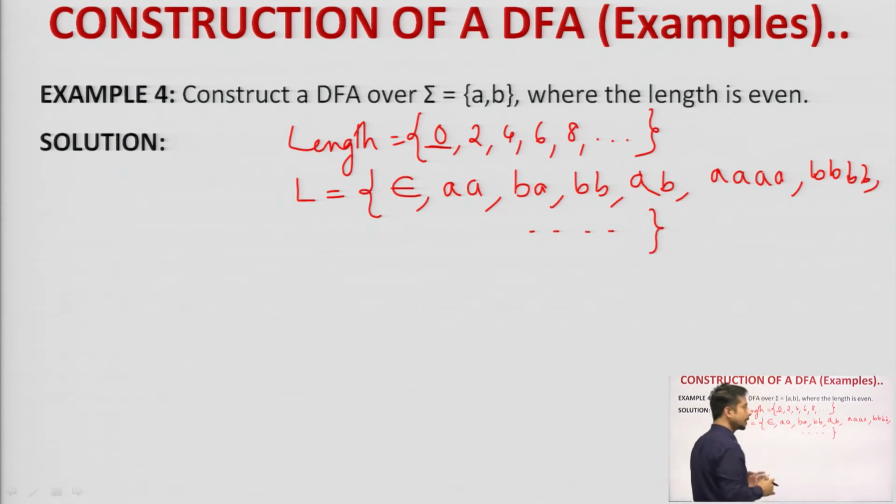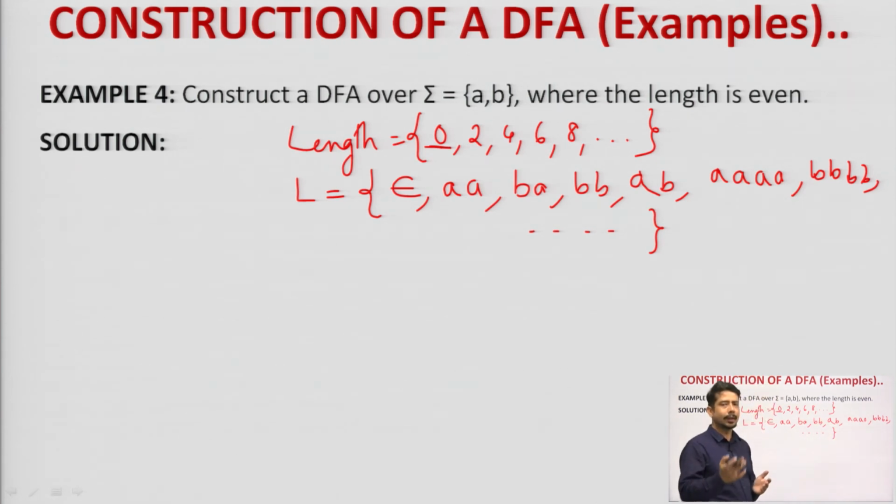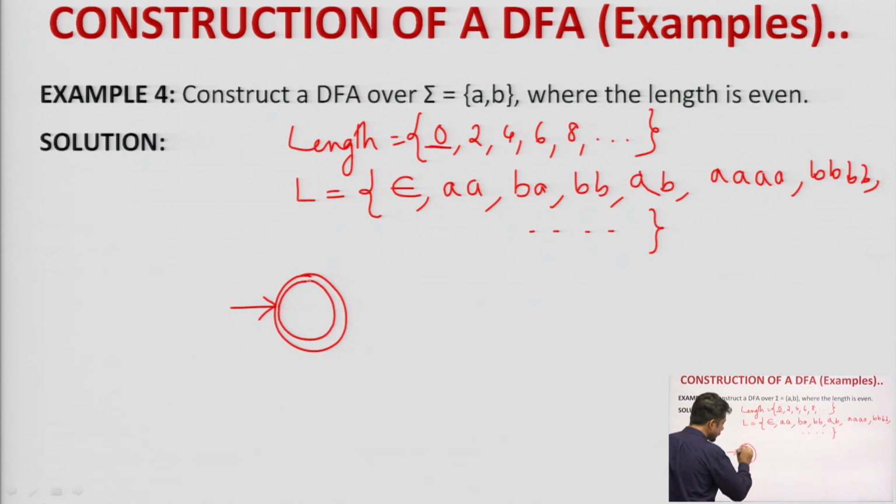So, always try, while doing a particular designing process, to first write down the language. If it is infinite, try to write down 10 to 12 strings, so that it will be easy for you to analyze the diagram. See, for epsilon, I am sure that I know how to draw it. The initial state will be the final state, correct.